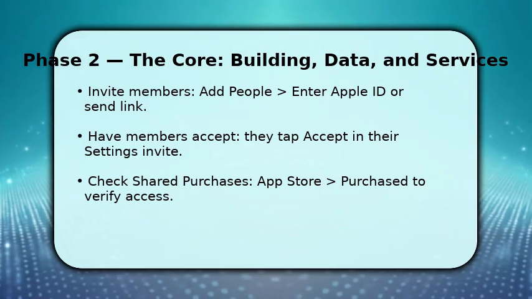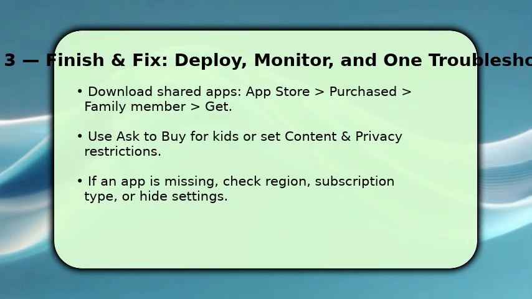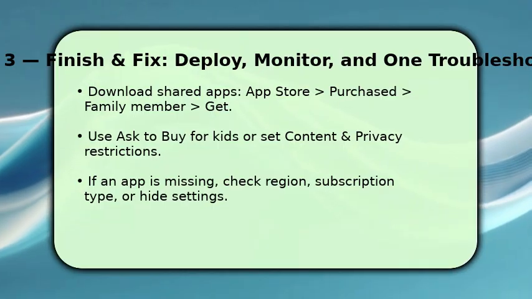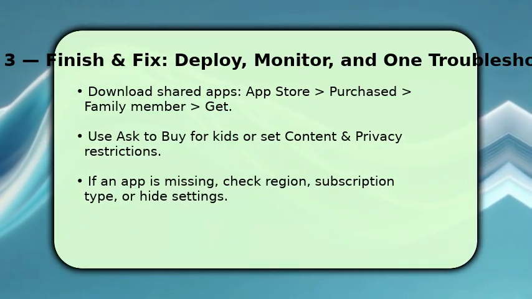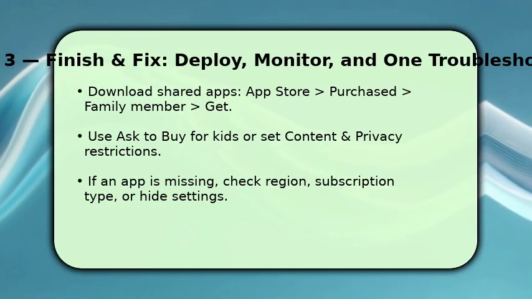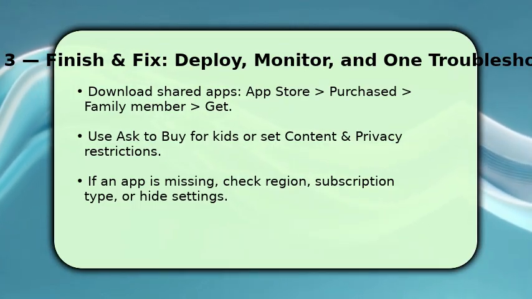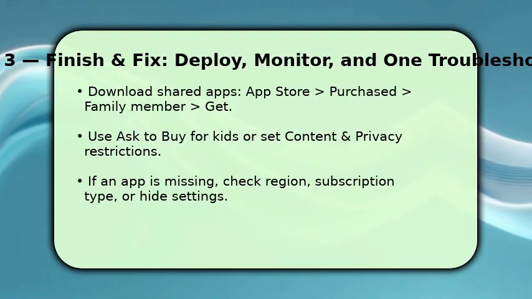Finally, download shared apps from App Store purchased. Select the family member and tap Get. If you manage kids, enable Ask to Buy so purchases require approval, and use content and privacy restrictions to block unwanted apps. Remember, subscriptions or region-locked apps might not share.